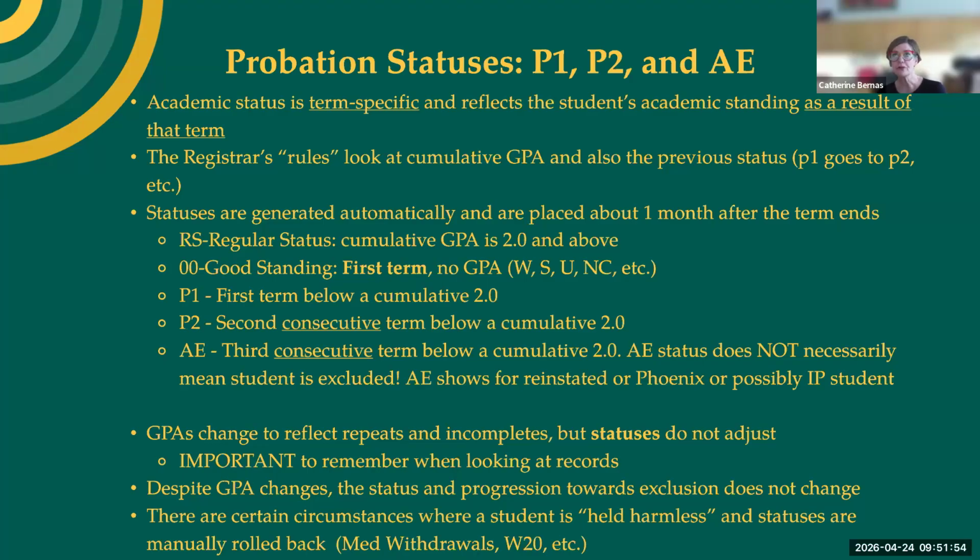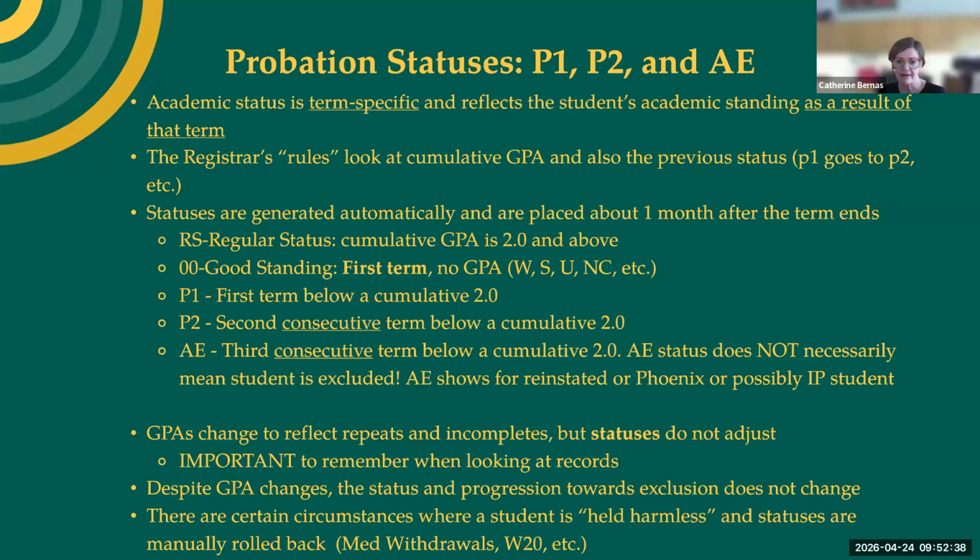So there are certain rules that the registrar's office uses to look at the student's record, at their cumulative GPA, and at any previous statuses. So P1 would go to P2 if the student stays on probation after a second term. And then after their third term, P2 will go to AE. So that's the general progression that the registrar office uses with a student below a 2.0. P1 will go to P2, and then P2 will go to AE, if the student remains below a 2.0 over those semesters.